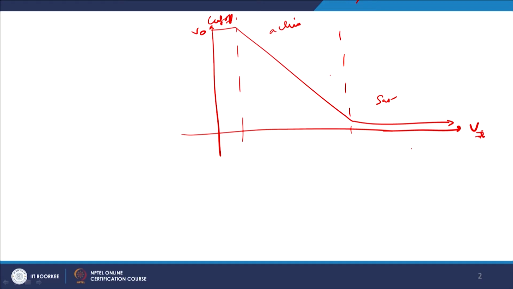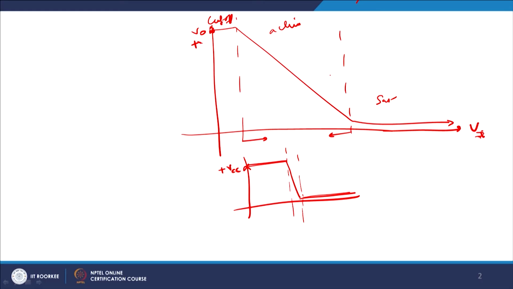Now if you want to reduce the active region, you need to bring these two points close to each other, something like this. So your active region has drastically reduced here. The gain is that your cutoff region is now very large and your saturation region is also very large. If you remember, this point is plus VCC: when Vi equals 0, Vout will be approximately equal to plus VCC, and when Vi equals plus VCC, VO will be approximately equal to 0.